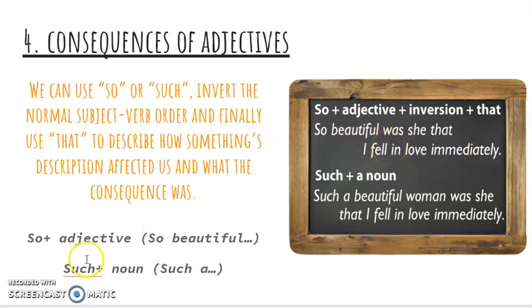And then with "such," we normally use "such" with a noun. If you remember, it would be "Such a beautiful woman was she." Such a beautiful woman was she. That is the same logic. I fell in love immediately. So that would be a good example of how to use "so" and "such" with inversions.